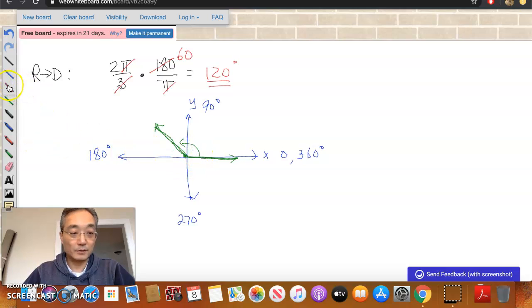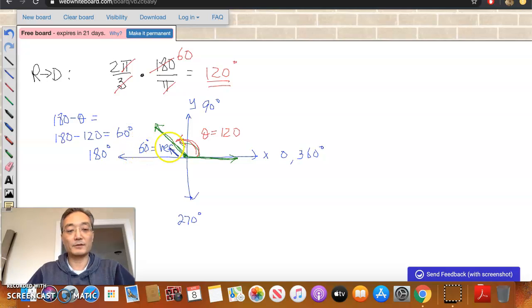This is theta is equal to 120. So if theta is equal to 120, and we're now in the second quadrant, then to find our reference angle, we would have to do what? We would have to take 180 and subtract theta. So 180 minus theta. Theta is 120, so 180 minus 120 is equal to 60 degrees again. So our reference angle here again is 60 degrees.